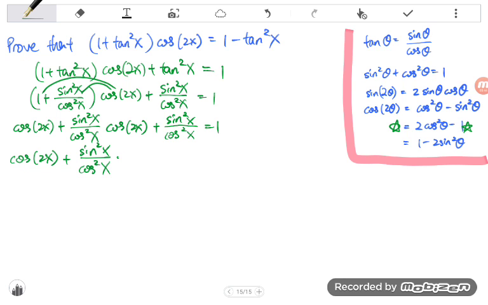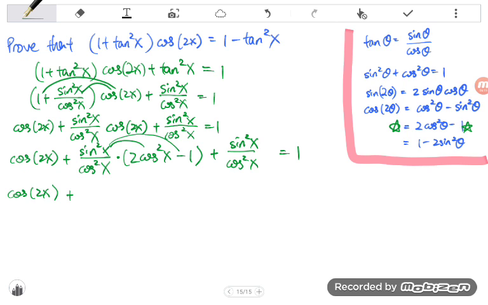Right? So I'll multiply it by 2 cos square x minus 1 plus sine square x over cos squared x is equal to 1. Okay, so I've just changed this to that, and the reason why I chose 2 cos square x minus 1 is so that when I distribute later, the denominator will be cancelled.